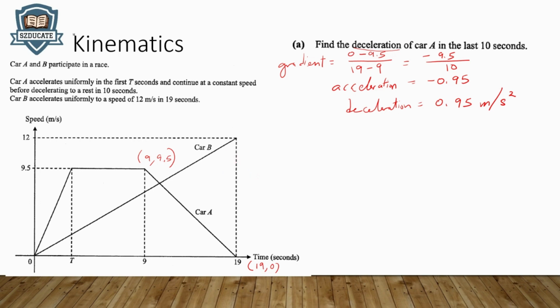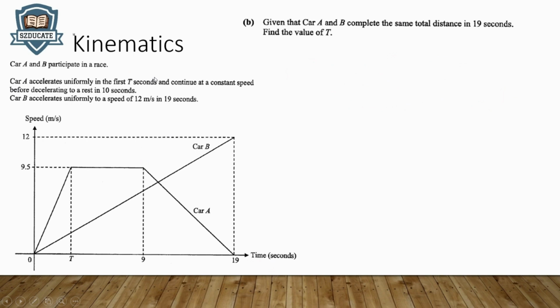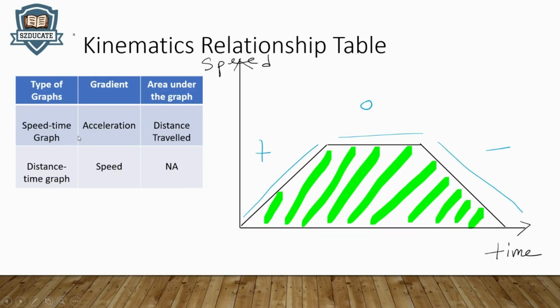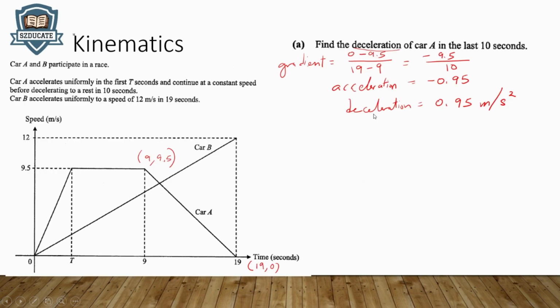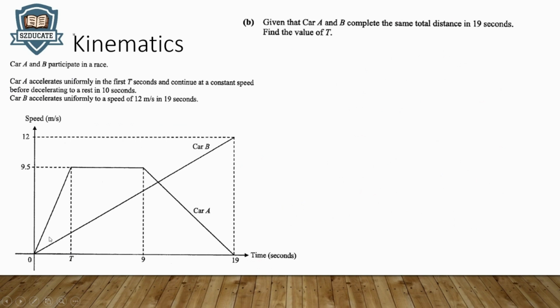Okay, quite a simple question. Next part. Car A and B complete the same total distance in 19 seconds. That means in 19 seconds, they complete the same distance. Find the value of t. Now, if you go back and see the table again, it shows you that the distance traveled is the area under the graph. That means the area under this triangle.